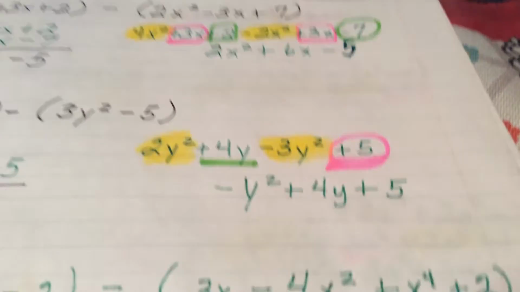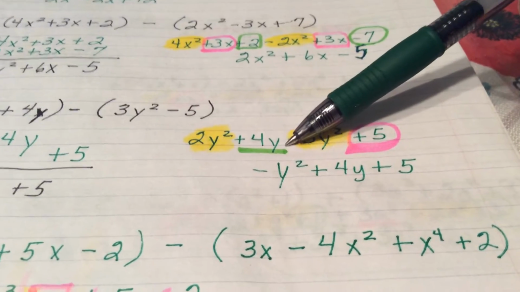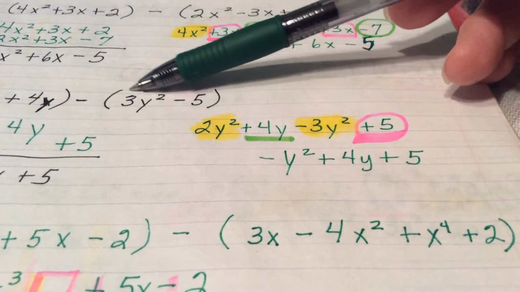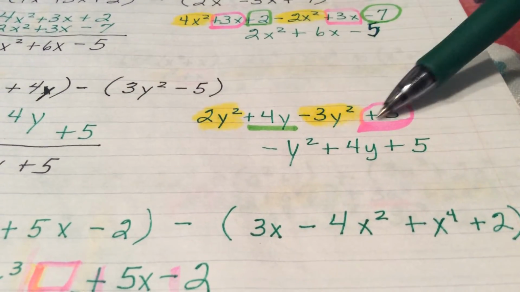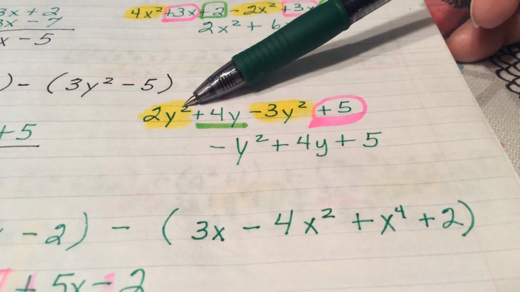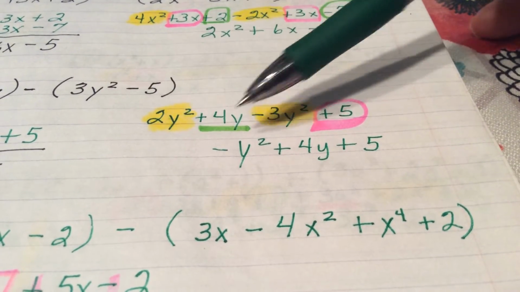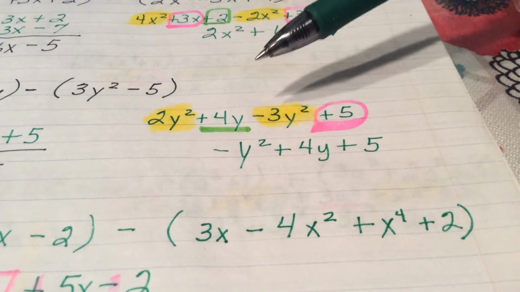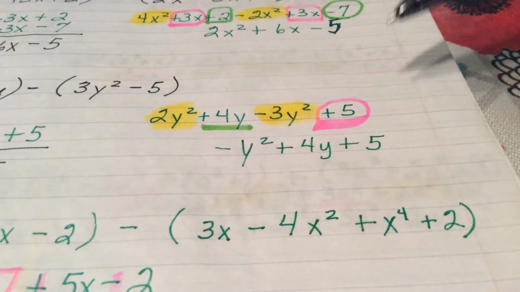On number 3, we again copy down 2y squared plus 4y. We change the signs here, make this a negative 3y squared. Negative times negative makes that a positive 5. We highlighted our y squareds. 2y squared minus 3y squared. 2 minus 3 is a negative 1y squared. We have our plus 4y and our plus 5.